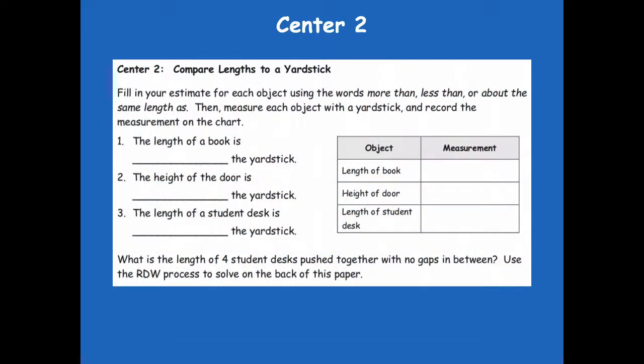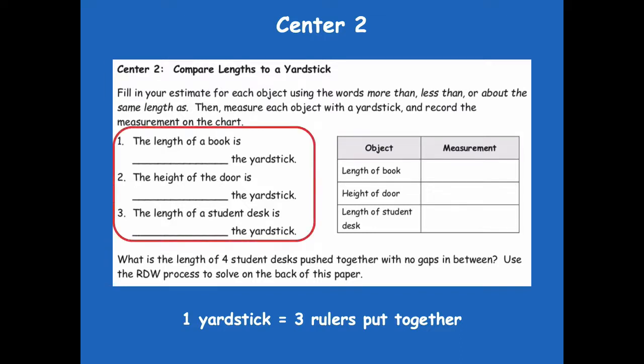Center 2 is comparing lengths to a yardstick. Now, remember I said 1 yardstick equals 3 rulers put together. So if you don't have a yardstick, you can just think about how long 3 of your rulers are. For this one, you're actually just going to be estimating. So in this part on the left that I have in red here, you are going to fill in more than, less than, or about the same length as.